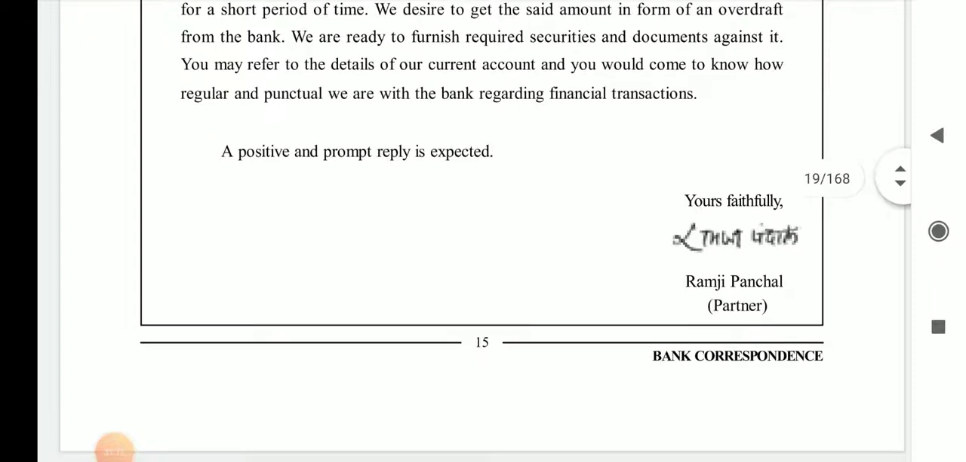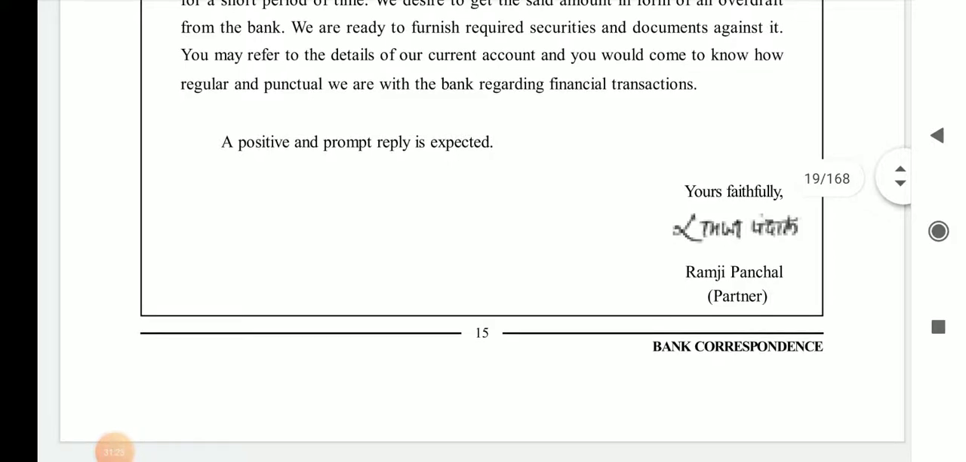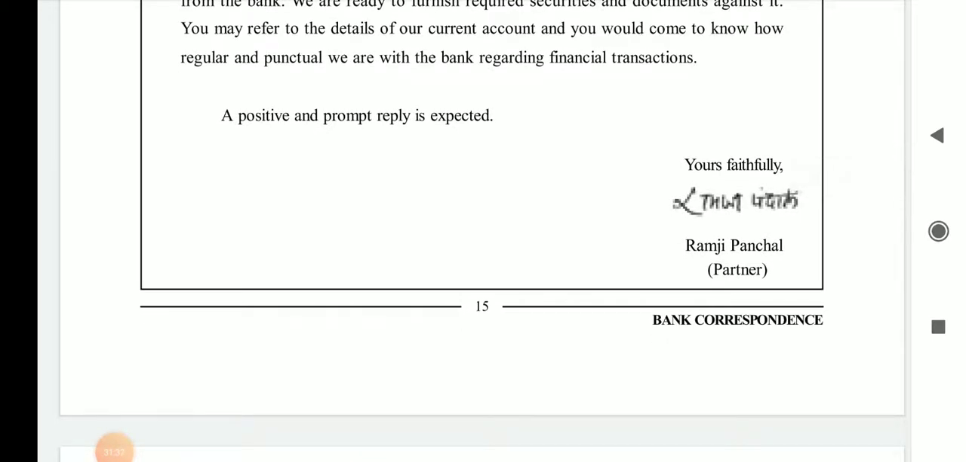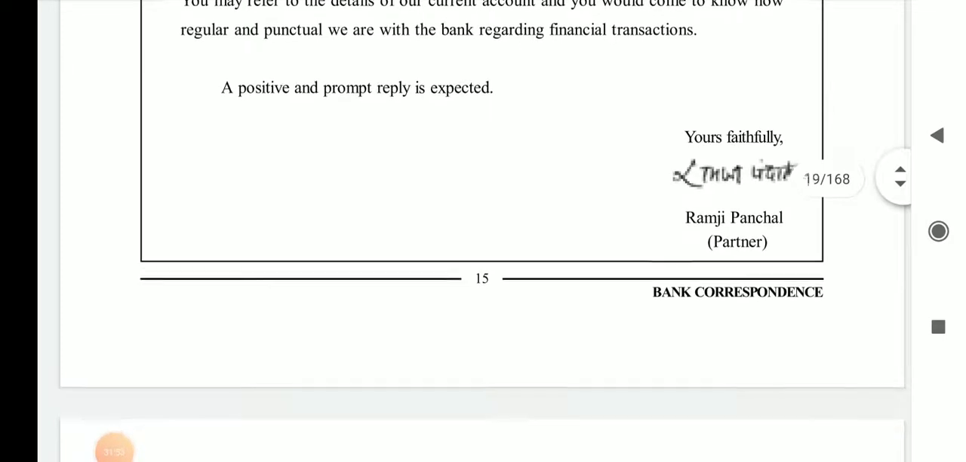We are ready to furnish required securities and the documents against it. They may also give a guarantee that they are ready to provide security and documents for the same. You may refer to the details of our current account and you would come to know how regular and punctual we are with the bank regarding the financial transactions. They also mentioned the current account number. As per his observation, it can be judged that these persons are very regular in bank dealings.